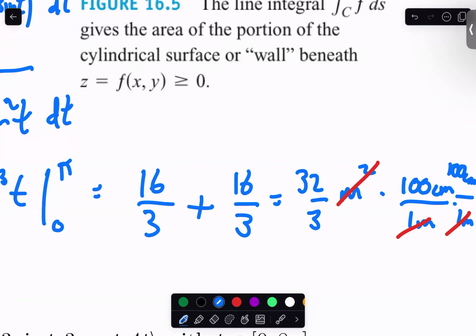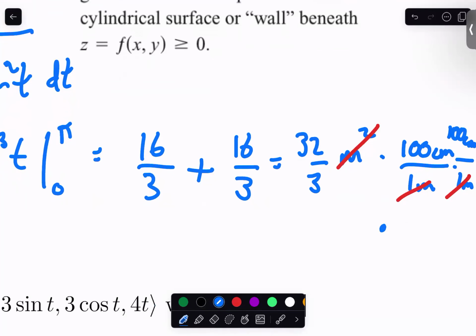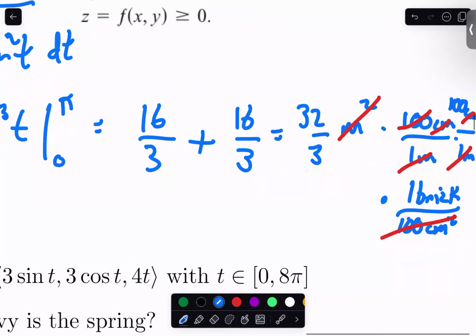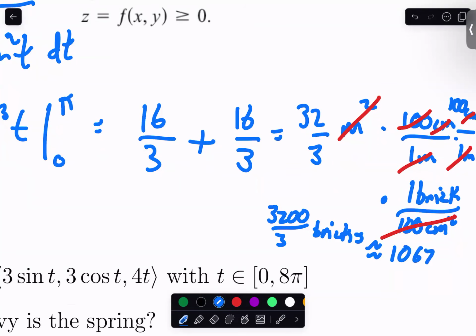And then the last bit here that I'm running out of room for is that 1 brick is the same thing as 100 square centimeters. So I can cancel one of the 100s and both of my centimeters here to transform units into bricks. So it looks like what I need is 3,200 divided by 3 bricks, which is approximately 1,067 bricks.